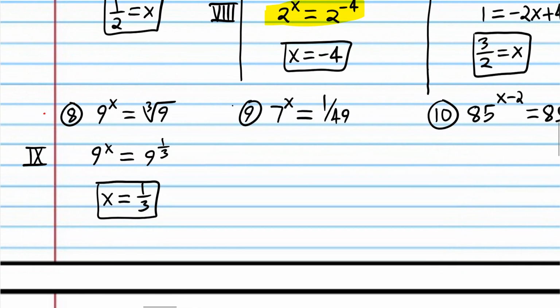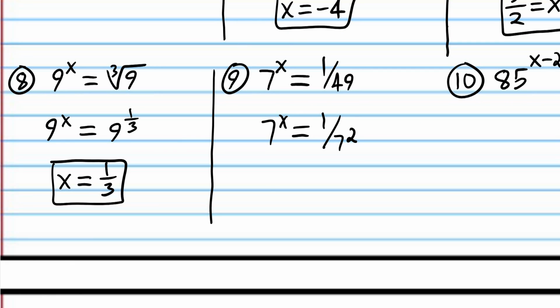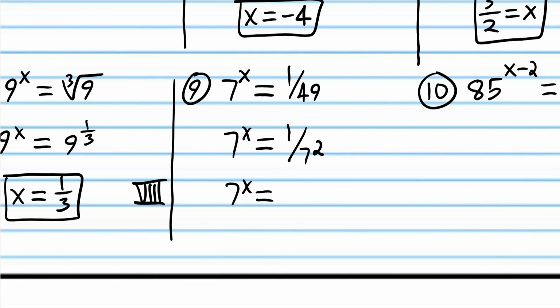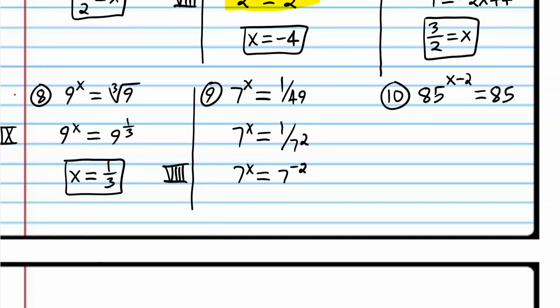All right, we're back. So I'm going to rewrite 49 as 7 squared. I'm allowed to do that, right? I can take 49 and change it to 7 squared. They're the same thing. Then I'm going to use rule number 8, like we did in problem number 6, and turn that fraction into an expression with a negative power. And now we have the same base, so we can see that x is equal to -2.